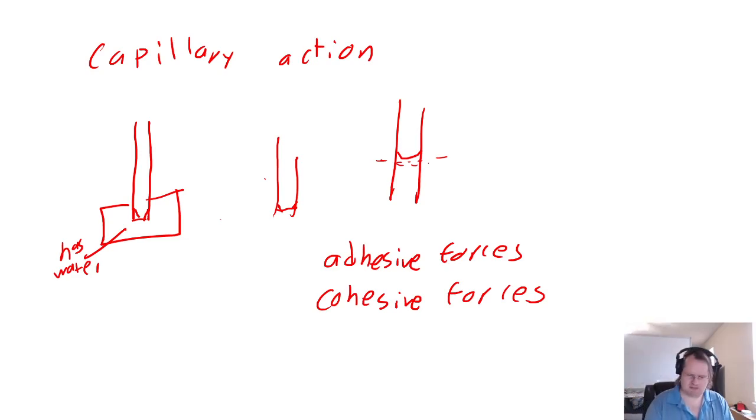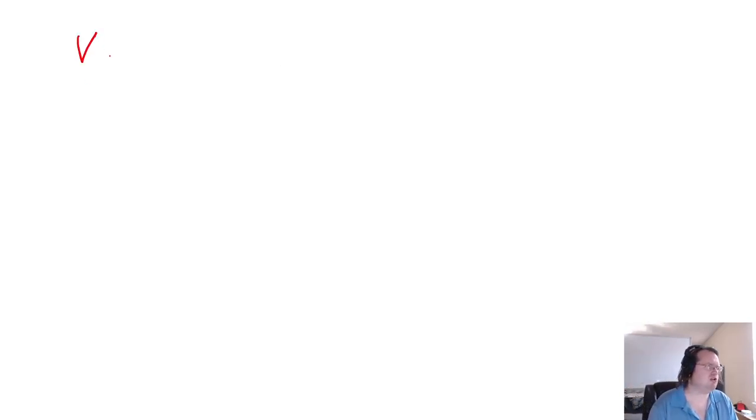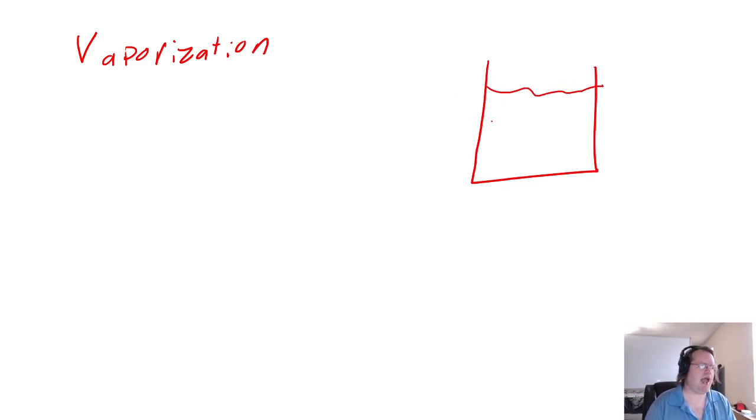So the last one to mention is going to be related to our boiling point. It's going to be related to the process of vaporization. So what happens in vaporization is that molecules are able to go from the liquid to the gas form. So I've got a beaker, and we've got lots of molecules inside here. And once a molecule reaches the surface, if it has enough energy, it's able to escape.